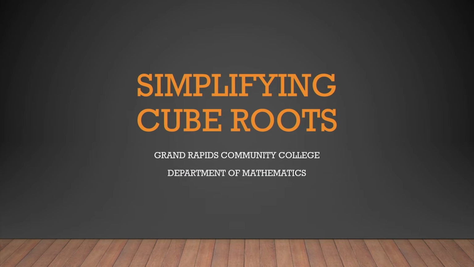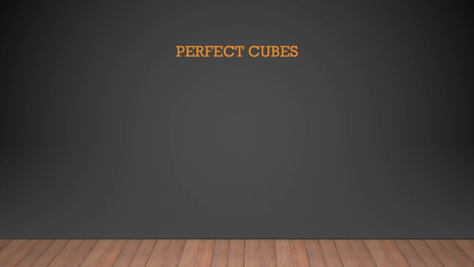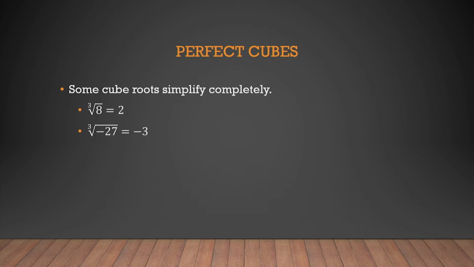Today we're going to be talking about simplifying cube roots. The first thing I want to talk about is perfect cubes. So some cube roots simplify completely. For example, the cube root of 8 is 2, and the cube root of negative 27 is negative 3.